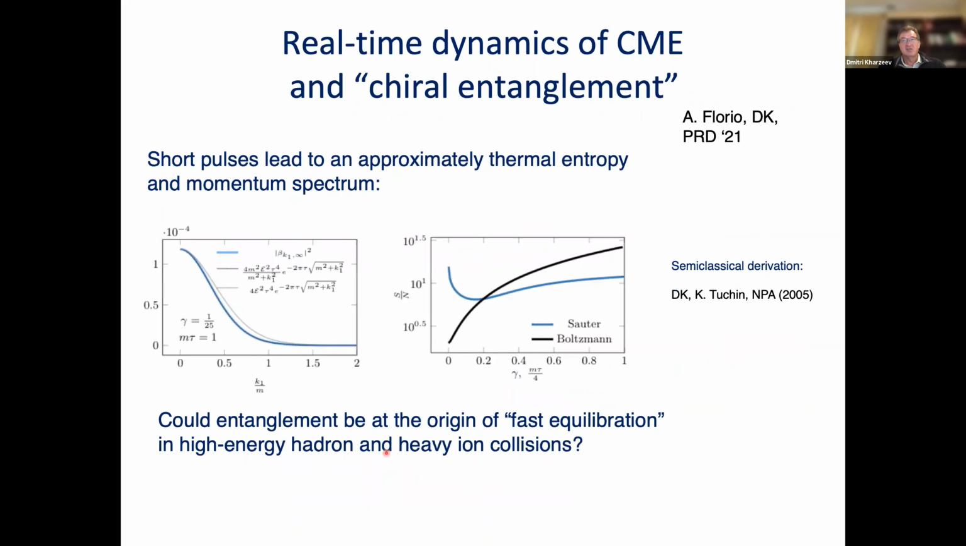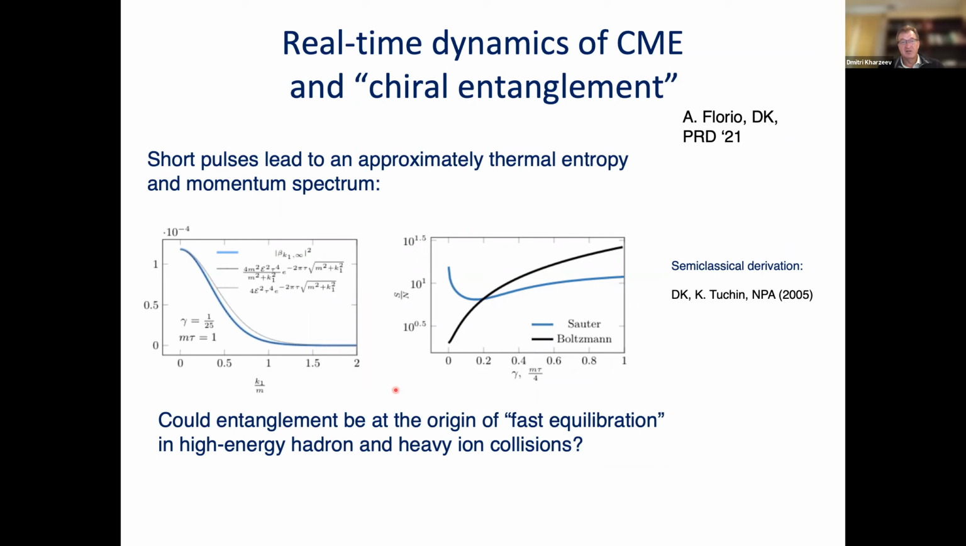Okay, so last thing I would like to mention is that if you have a short pulse, then basically the entropy that you produce looks approximately thermal. And so we speculate that perhaps the entanglement could be the origin of fast equilibration that we seem to observe in high energy hadron and heavy ion collisions. But it's really a speculation at this point.